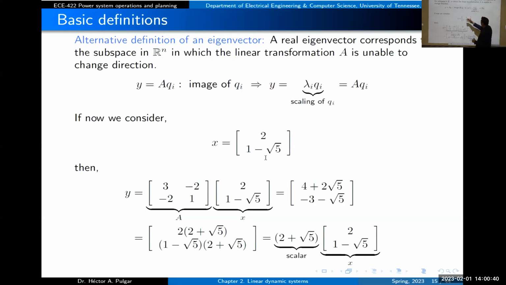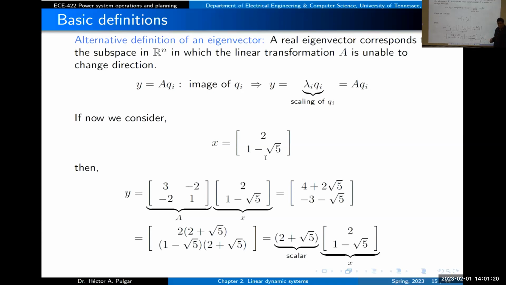And for this case, this is one direction. This is an eigenvector for the matrix that I showed you before. So if we get the multiplication of A times X, what we get is this expression. So we can factorize this by this scalar, and we get exactly here the same initial vector X. So A times X is nothing else than the same X scaled by a given number. This scaling factor is called the eigenvalue, and this particular direction is called the eigenvector.